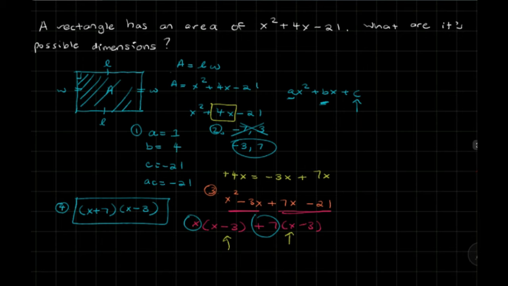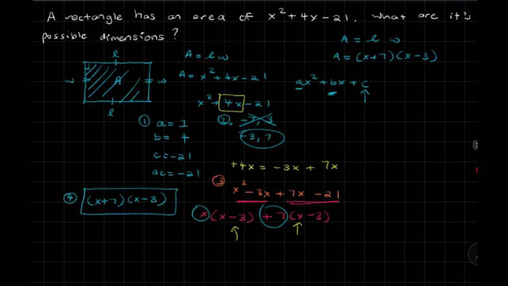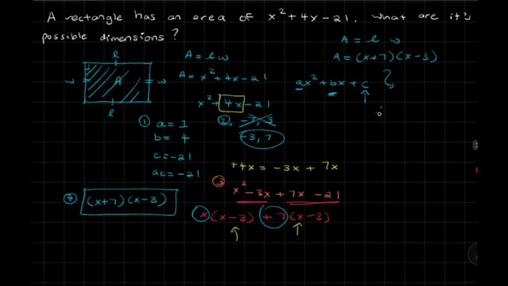Now we have two values, and we know that area is length times width, and we also figured out the area is x plus 7 times x minus 3. By definition, the length is the longer side and the width is the shorter side. So as a result, we know that x plus 7, x being a variable, should be greater than x minus 3, right? If x is equal to 10, for instance, then 10 plus 7 will always be greater than 10 minus 3. So in this case, the length is going to be equal to x plus 7, and the width is going to be equal to x minus 3.